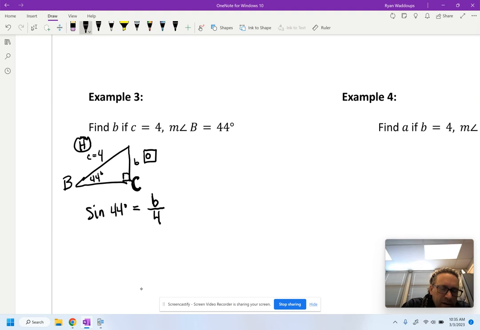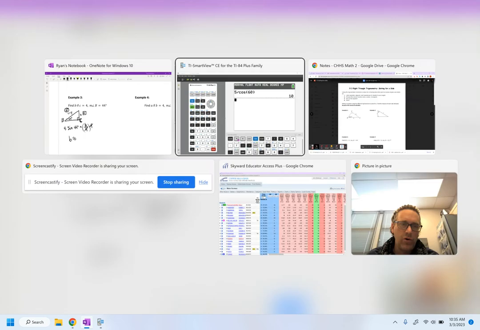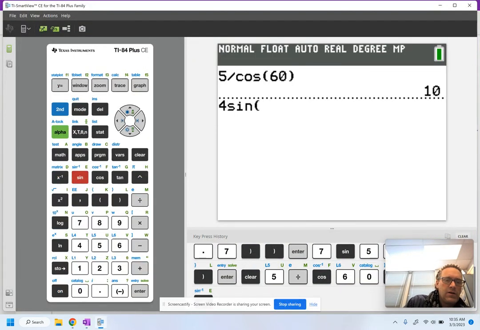Once again, we've got the variable b here up in the numerator, so I'm going to multiply both sides by 4. And that cancels the 4s, and then I just need to put it in the calculator. b then is equal to, or probably approximately equal to, let's see here, 4 sine 44. So we go 4 sine 44 degrees.